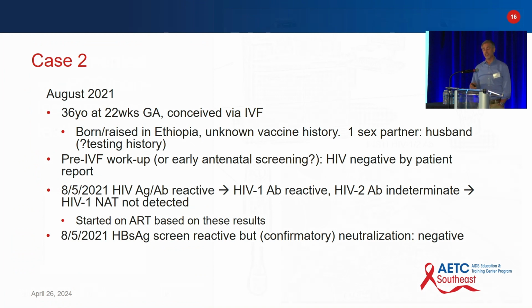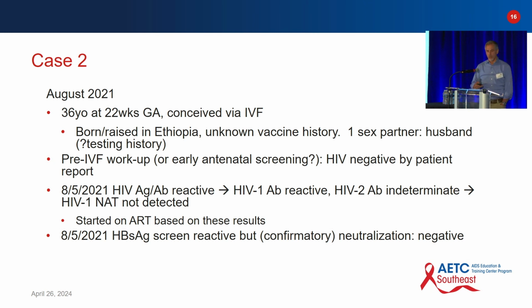She herself, however, said that she had been tested for HIV previously prior to the pregnancy, and that was negative. However, repeat testing during pregnancy demonstrated the following results. She had a positive antigen antibody that was followed by a reactive HIV-1 antibody and an indeterminate HIV-2 antibody. But the HIV nucleic acid test, the viral load, was undetectable. Another important test result to help orient you here is that she had an initial hepatitis B surface antigen screen that was positive, but the confirmatory test was negative.